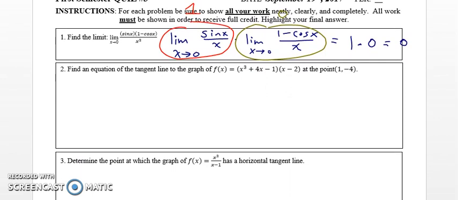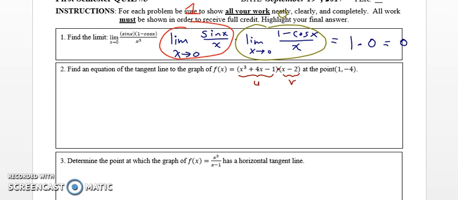For question number 2, you have an equation. It's asking you to find an equation of the tangent line to the graph of f of x equals x cubed plus 4x minus 1 times x minus 2 at the point 1, negative 4. So this is a product, and you have to use the product rule. So x cubed plus 4x minus 1 is u, and x minus 2 is v.